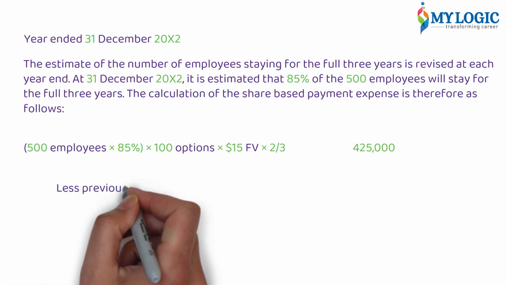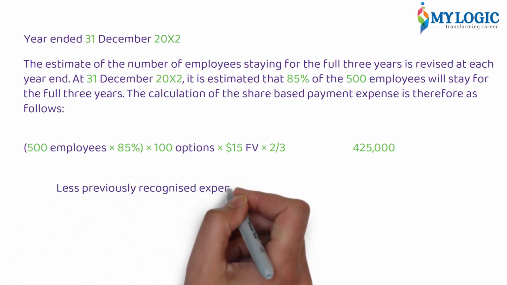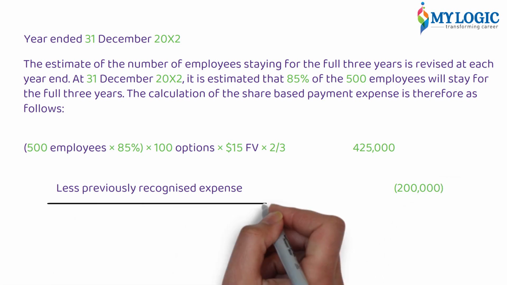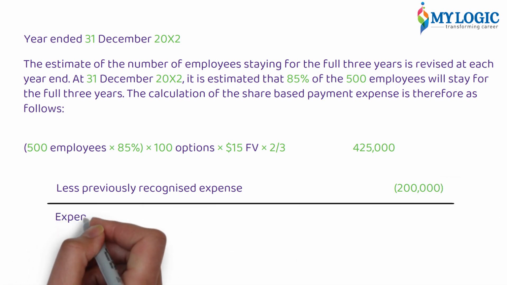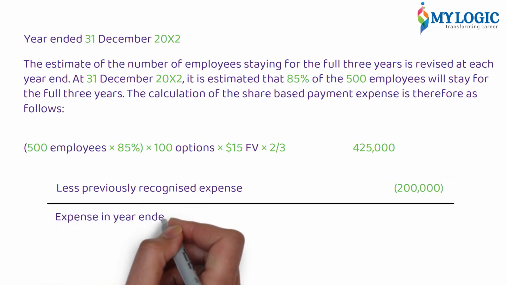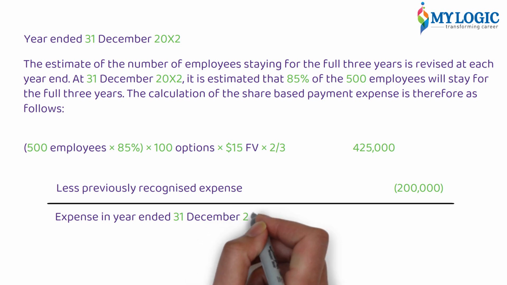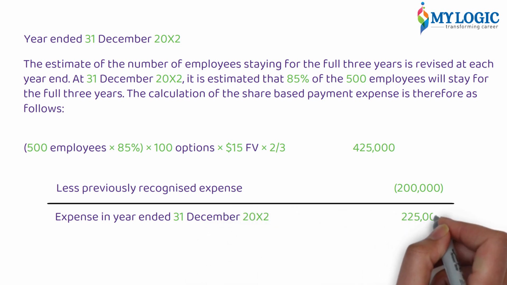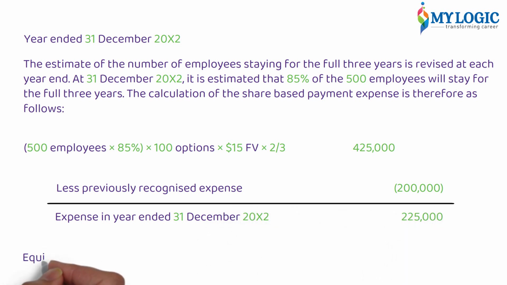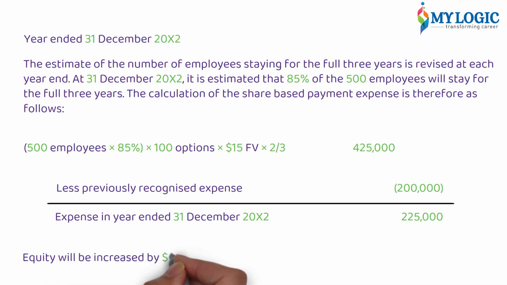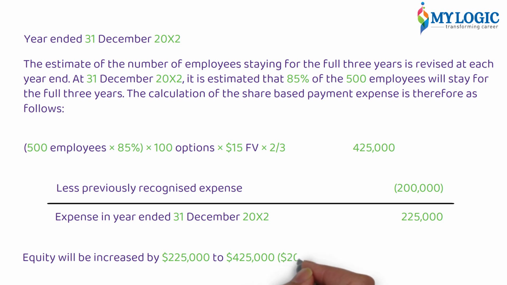Less previously recognized expense, 200,000. Expense in year ended 31st December 2012, 225,000. Equity will be increased by $225,000 to $425,000, $200,000 plus $225,000.